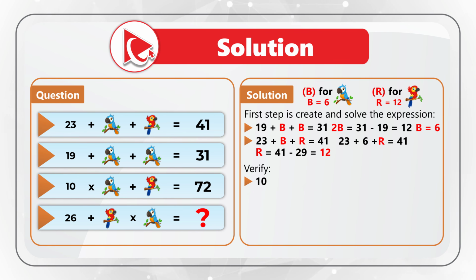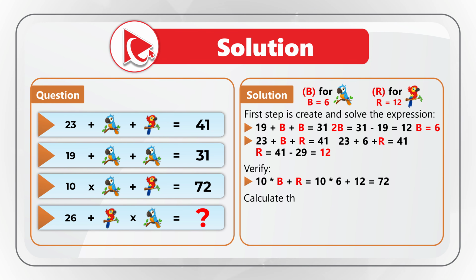10 multiplied by blue parrot B plus red parrot R equals 10 multiplied by 6 plus 12. 10 multiplied by 6 equals 60. 60 plus 12 equals 72.